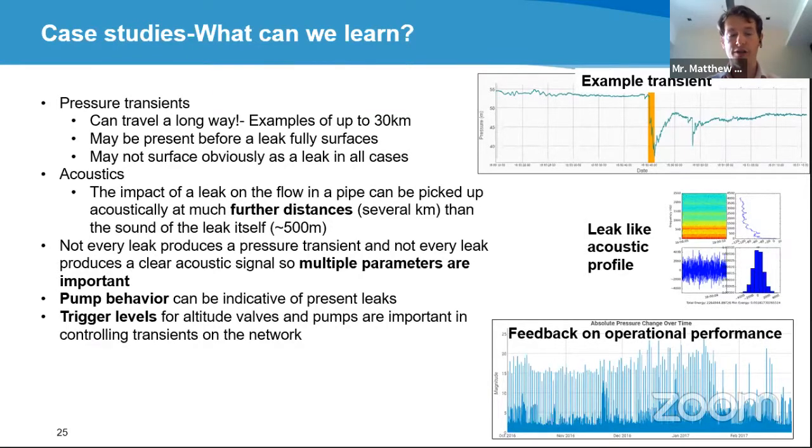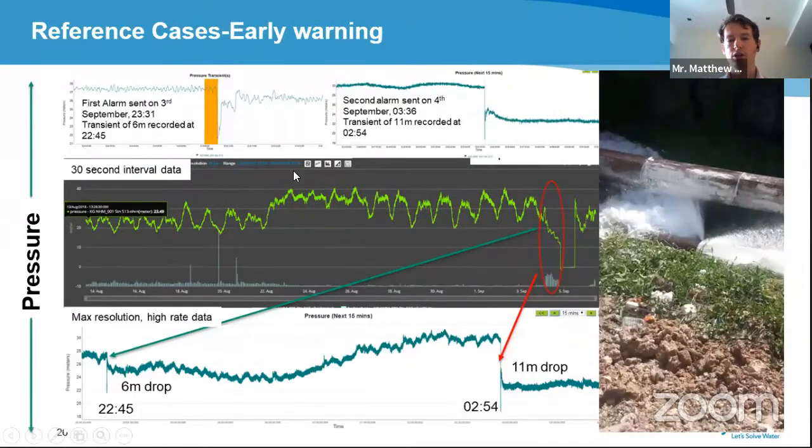We've also found that the behavior of pumps, their on and off timings, can be indicative of when leaks are occurring on some of the mains. And in a similar vein, we've found that the trigger levels for altitude valves and pumps are important for controlling the transients on the network. So I'll take you through some specific cases we have for some of this.